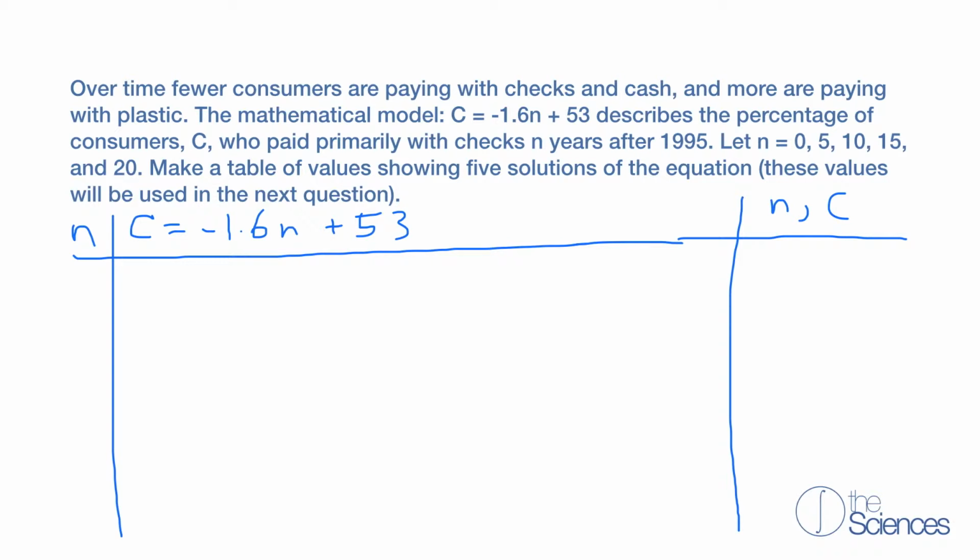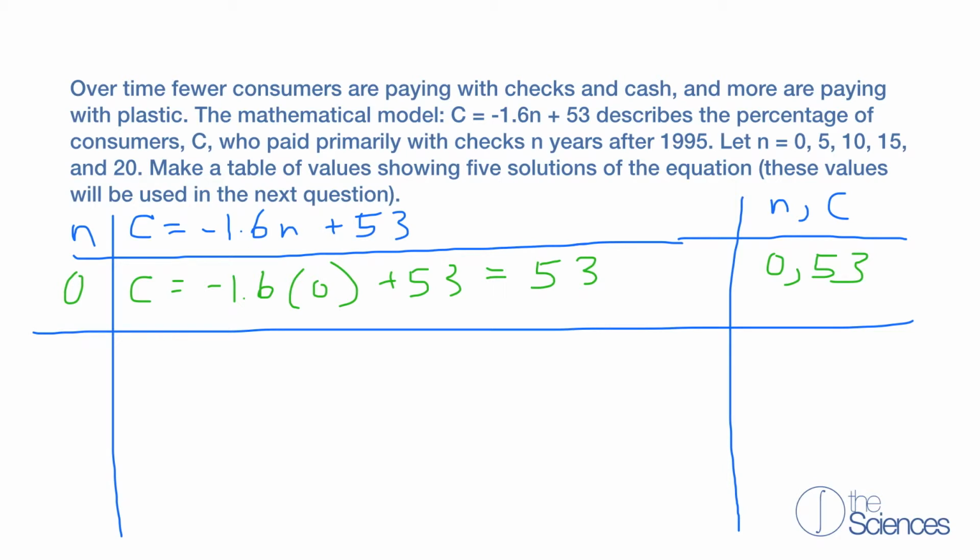So here we have n equals 0. So when n equals 0, c equals negative 1.6 times n, or 0, plus 53. So negative 1.6 times 0 plus 53 is 53. So we have a point of 0, 53.